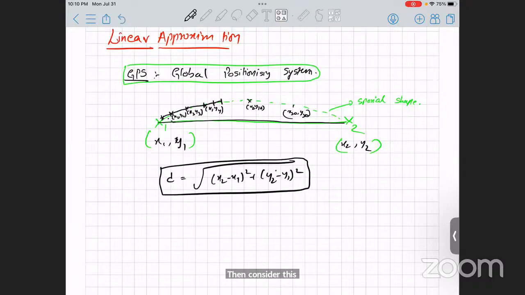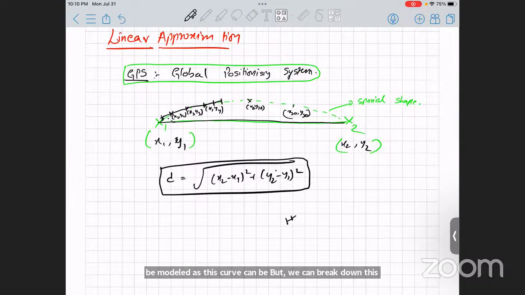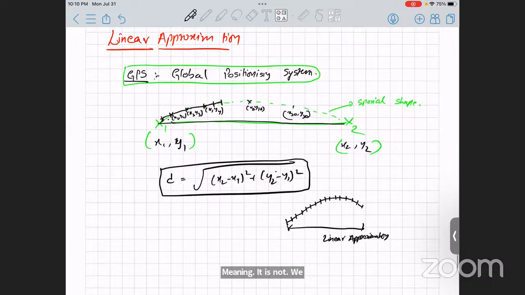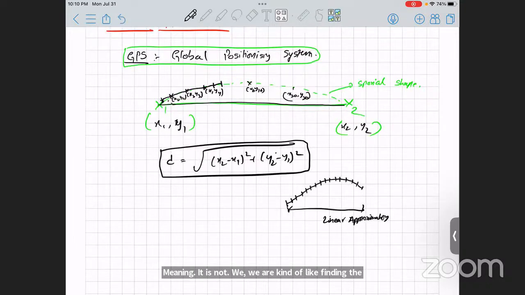So indirectly, this curve can be modeled, we can break down this curve into 20 or 30 pieces of straight line. This is known as linear approximation. We are finding the length of a curve by just breaking it into small linear parts.